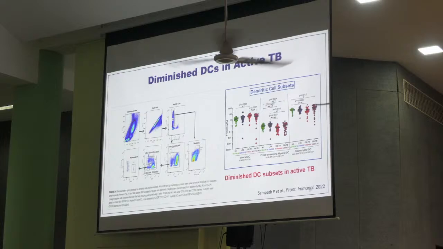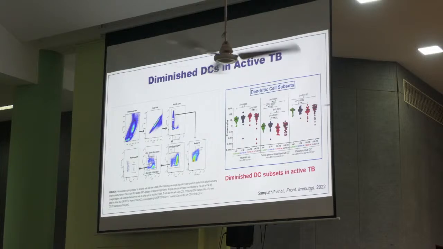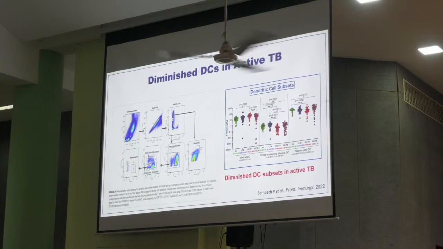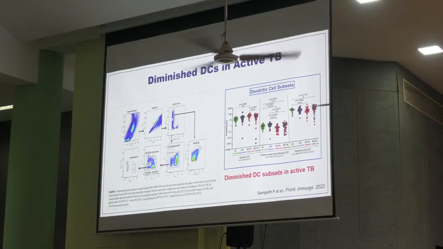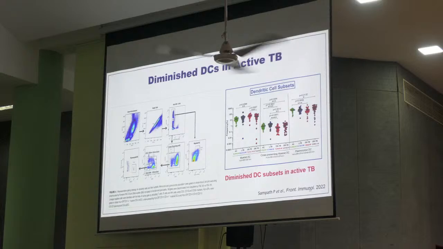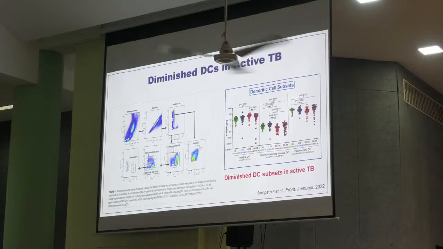Another important finding we have seen is a diminished dendritic cell component. As I said, monocytes are capable of differentiating into macrophages and into dendritic cells. The macrophage component is enriched, but the dendritic cell component is always reduced. And this reduction of dendritic cells is considered a dysfunction which leads to the disease state.